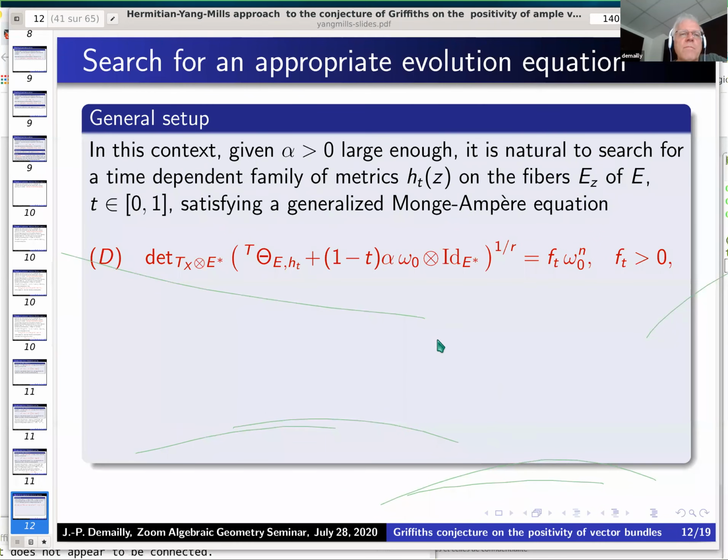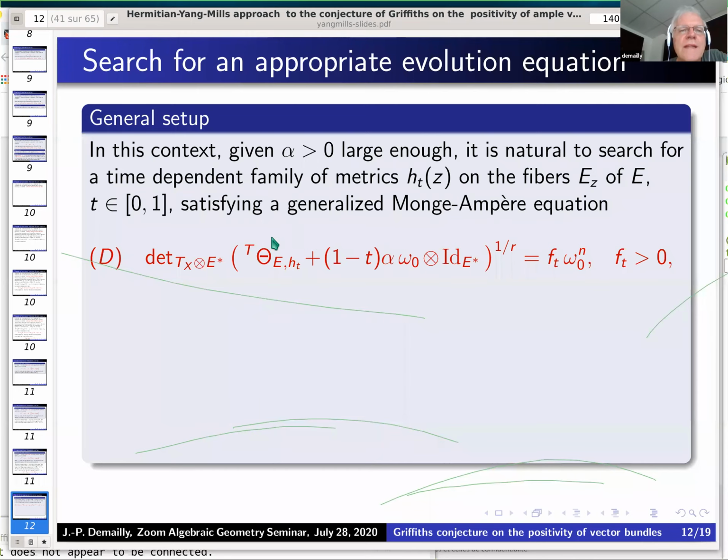Okay, so now I'm arriving at the general setup of what I'm proposing to attack the Griffiths conjecture. You start with some parameter alpha, which I will take large enough, and you will see soon why. And then you search for a time-dependent family of metrics, h_t, depending on the point z in X, on the fibers E_z of E, that will satisfy a generalized Monge-Ampère equation. So you take this huge determinant of the transposed curvature tensor, but then at time t equals 0 at least, you add this large alpha.